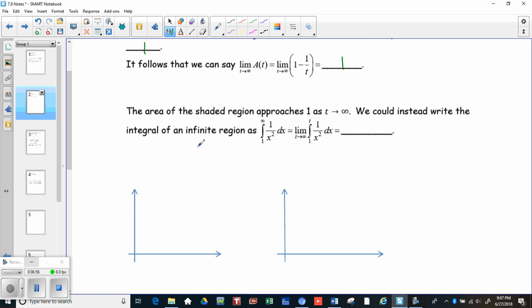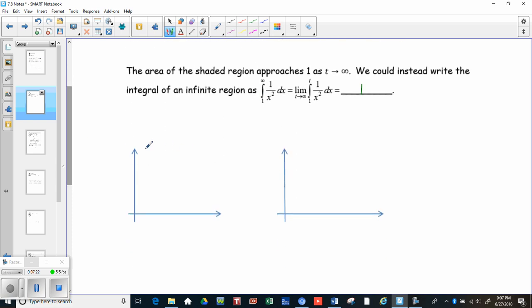We could instead write the integral of an infinite region, the integral from 1 to infinity of 1 over x squared, as the same thing as the limit as t approaches infinity of the integral from 1 to t of 1 over x squared dx, and we just said that this thing will approach 1. So let's take a look at what that means.